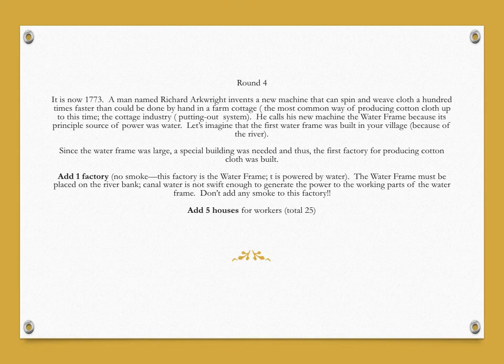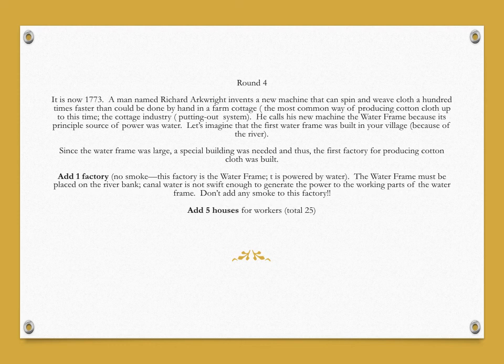Arkwright calls his machine the water frame because its principal source of power was water. So let's imagine that the first water frame was built in your village because of the river. Since the water frame is large, a special building was needed, and thus the first factory for producing cotton cloth was built. So add 1 factory.